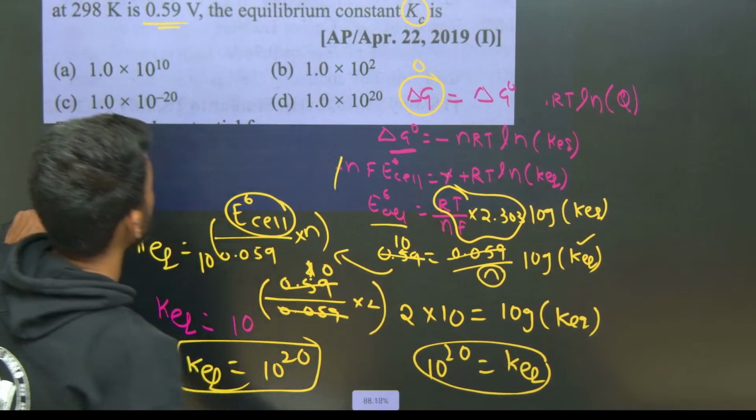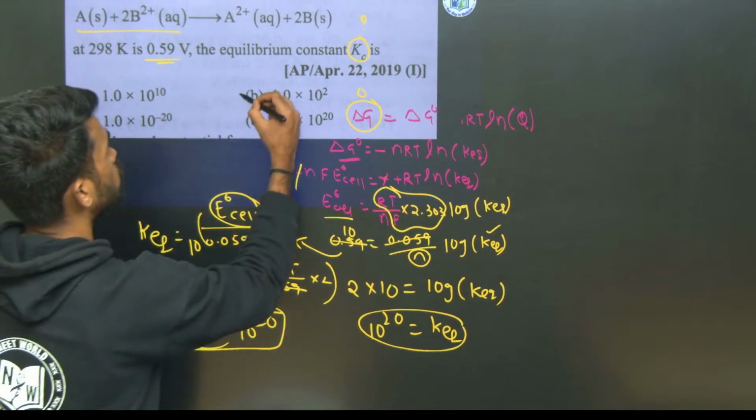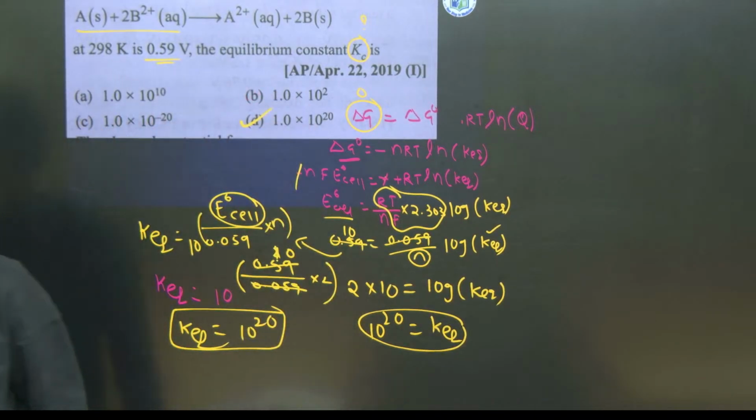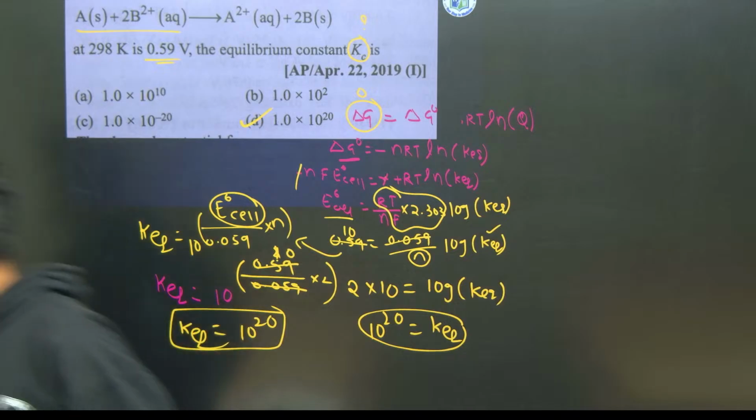So what is your answer for this? 1 into 10 power 20. So option number D will be your perfect answer for this question. Right. Yes, it is D. Next.